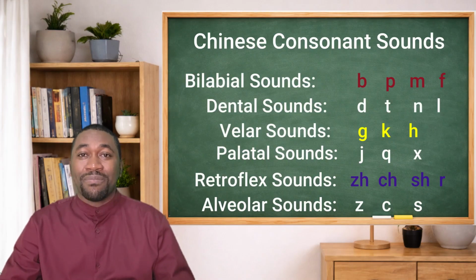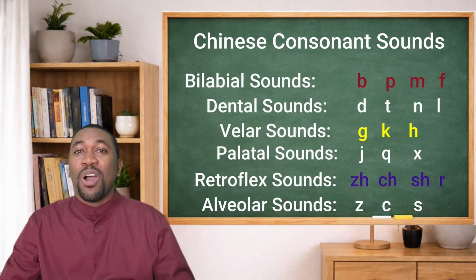Then we have the sound for C. This one is tricky. Ci, ci. And then we have for S. Si, si. Again we have zi, ci, si.